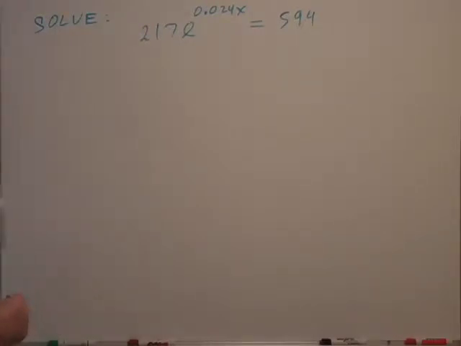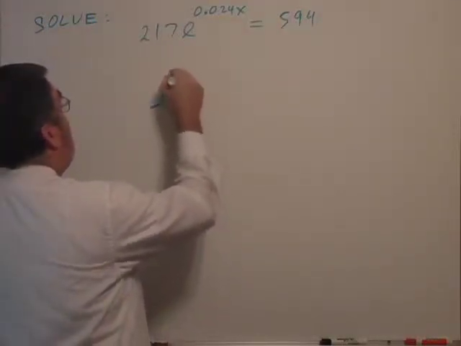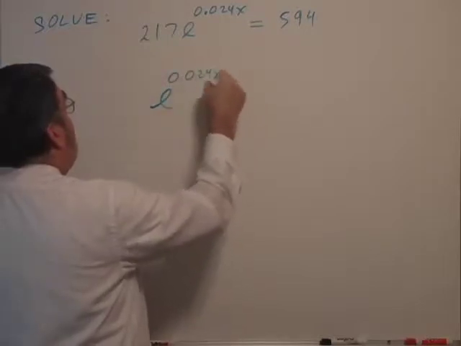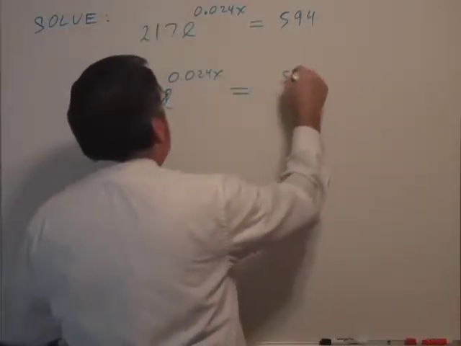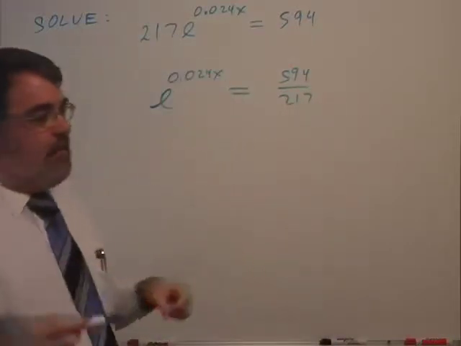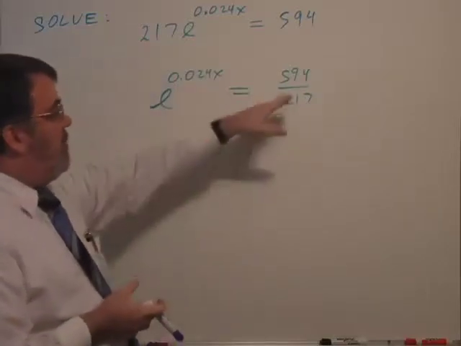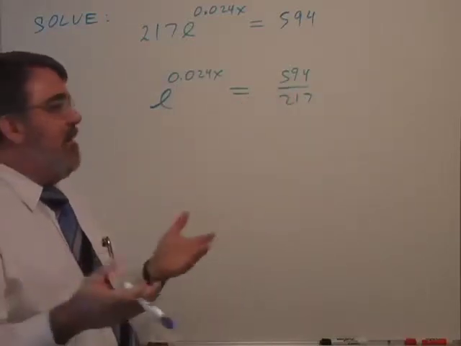All right, I want to isolate x, and first of all I'm going to divide both sides by 217. So I have e to the 0.024x is 594 over 217, and that's going to be an ugly decimal number. I don't even want to think about it yet. We'll just punch all that in at the end of the problem.